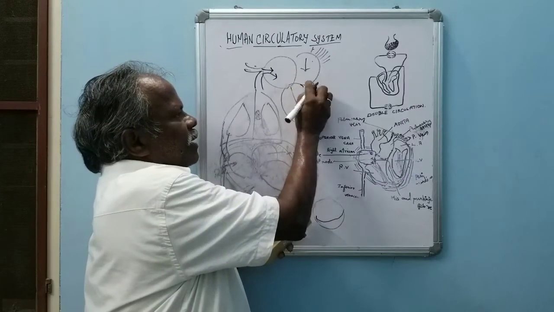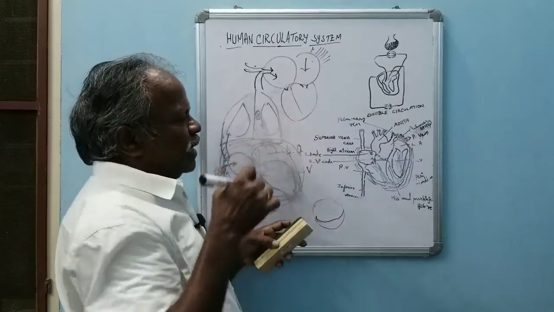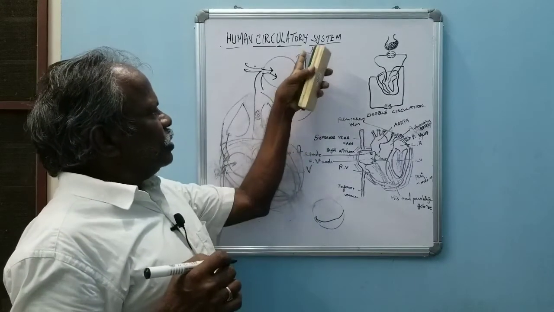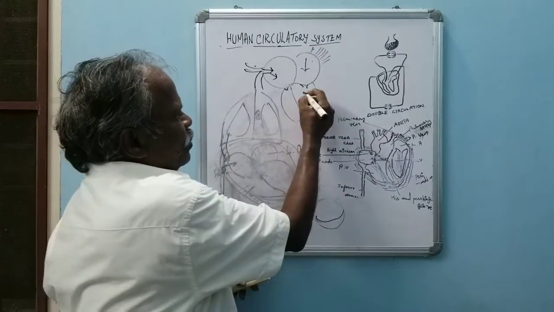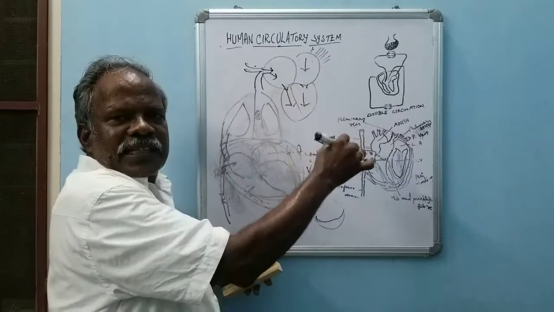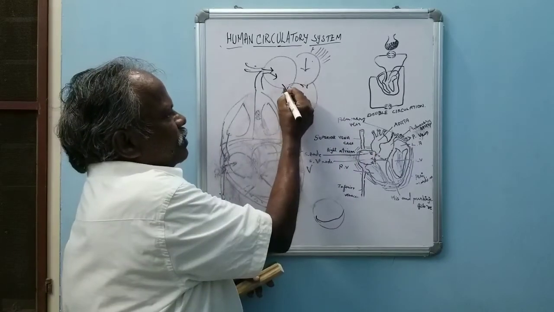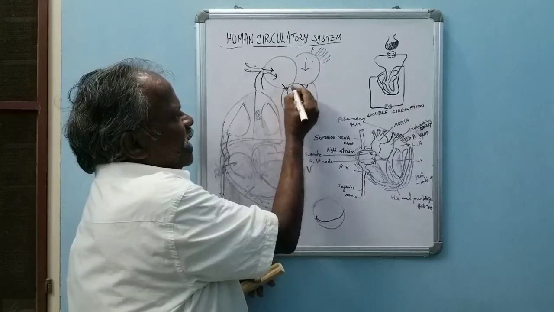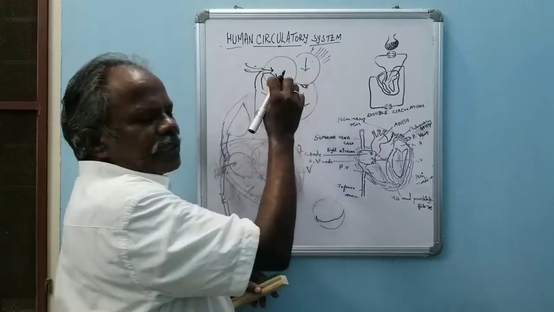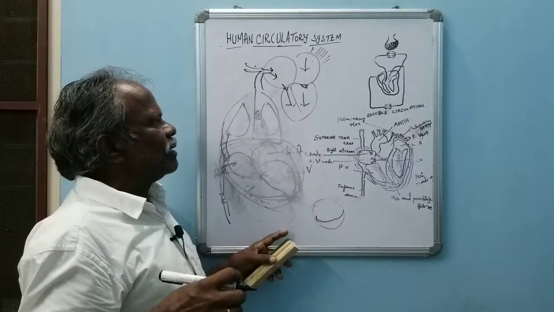Simultaneously the apertures open, that is, the bicuspid valve and tricuspid valve open. So the pure blood reaches the left ventricle and the impure blood reaches the right ventricle. Now the tricuspid valve and bicuspid valve close. When they close, a sound happens, that is the sound lub.